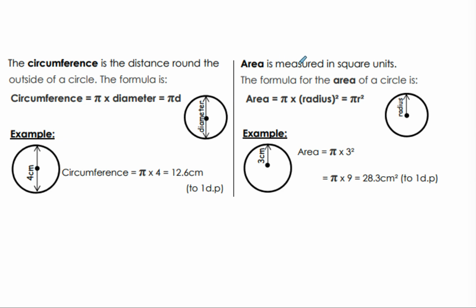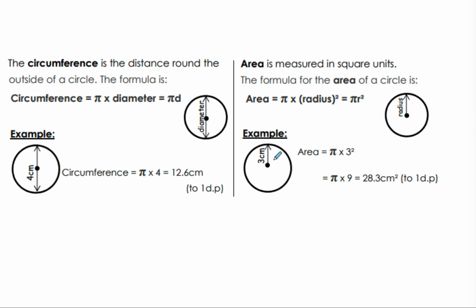And then area is measured in square units. You think about the inside being filled with squares. The formula for area of a circle is pi times the radius squared. The radius is the distance from the center point out to one edge of the circle.